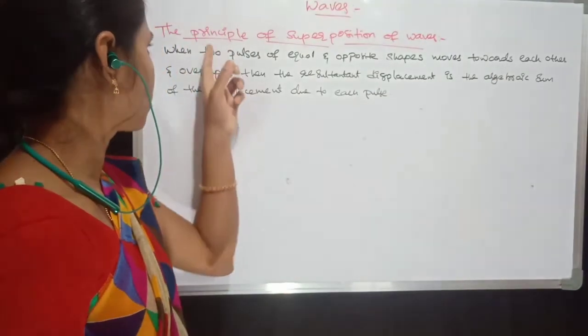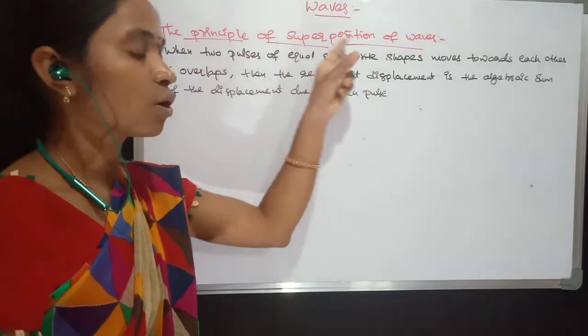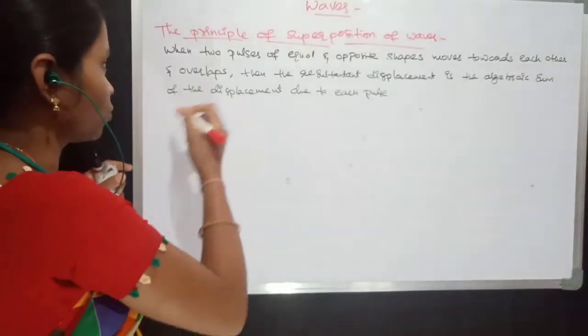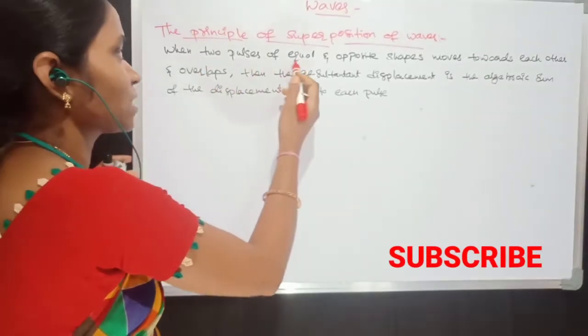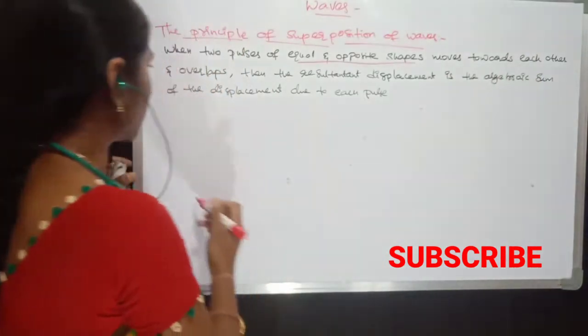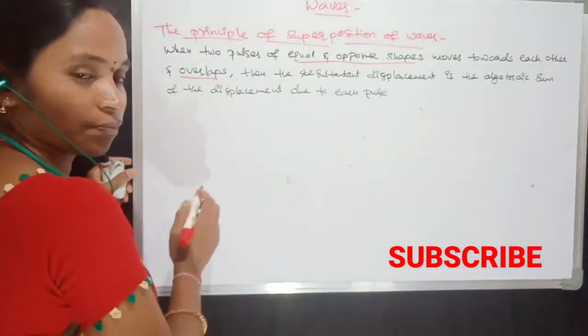In this lecture I am going to explain to you the principle of superposition of waves. First of all, write the definition in your notebook. When two pulses of equal and opposite shapes move towards each other and overlap.